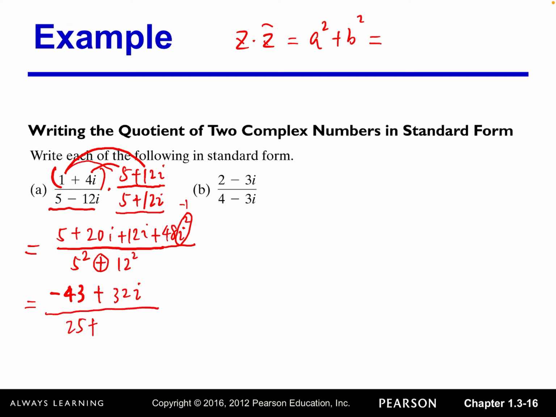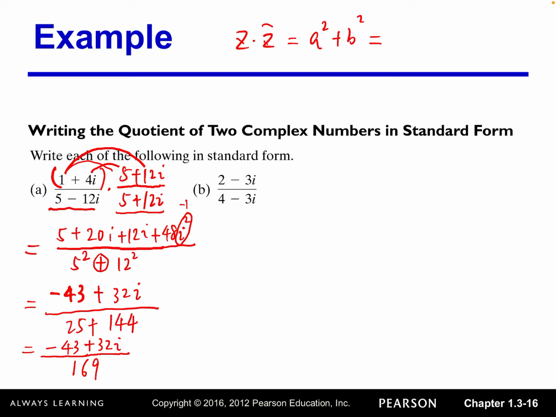Denominator, that's 25 plus 144, right? So that will give us negative 43, that's the numerator, divided by... okay, let me write one more step so you won't get confused. So numerator, negative 43 plus 32i, denominator is 169, right? But this is not the final answer yet. Okay, why?